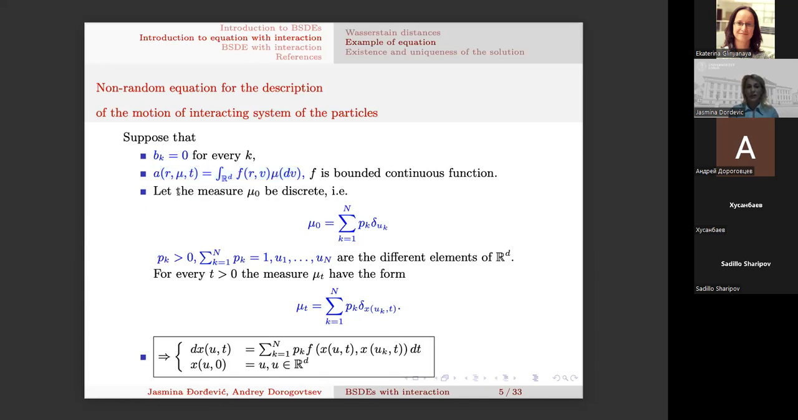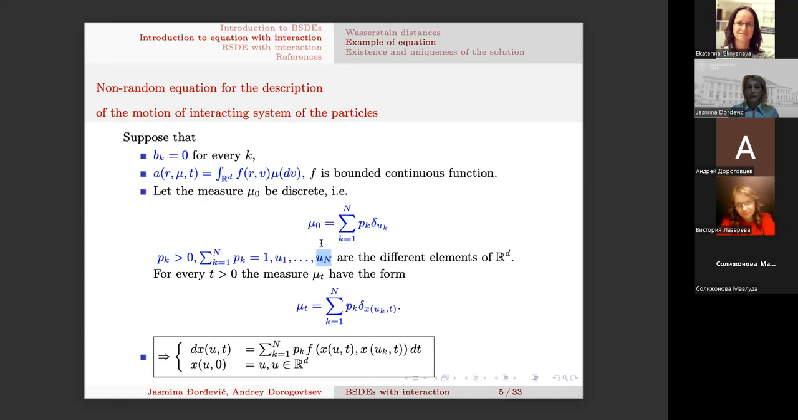In the special case when the initial measure mu0 is discrete and given as a sum of probabilities p_k and deltas at u_k, where all probabilities are strictly positive, so that it makes sense, and u_1 to u_n are different elements from R^d.